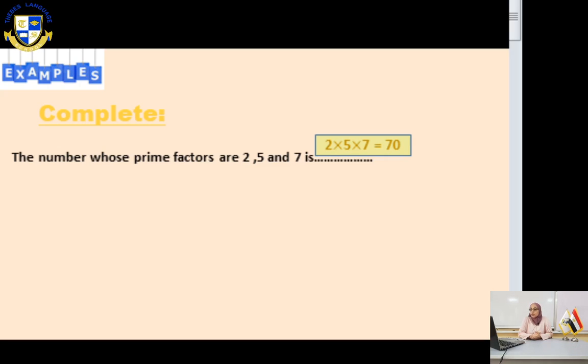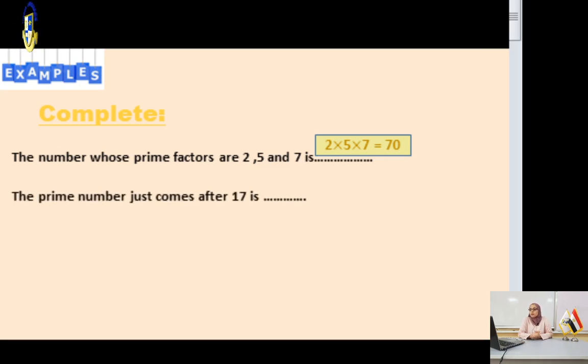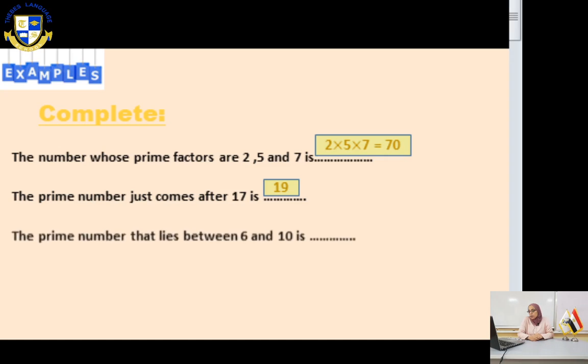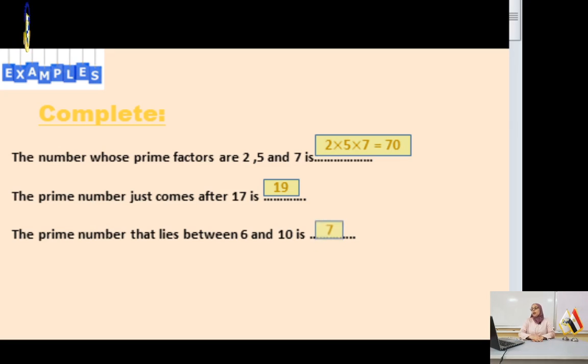The prime number that comes just after 17. Do you remember the prime numbers? Excellent. After 17, we have 19. We said the prime, not all numbers. The prime number that lies between 6 and 10. What is the prime number between 6 and 10? It's 7. Excellent.